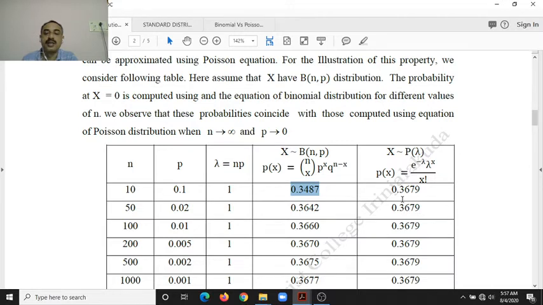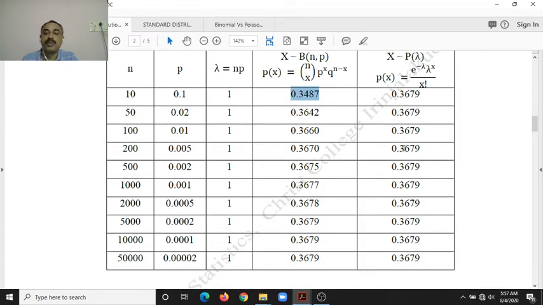Now we always take 1 for lambda so that np equals lambda. So always in this column the probabilities will be 0.3679 for the value 0. But here it changes according to n and p. So it is 0.3660 when n is 100 and p is 0.01. You can see that the difference between 0.3660 and 0.3679 is now less when n increases and p decreases, so that np is fixed as 1.